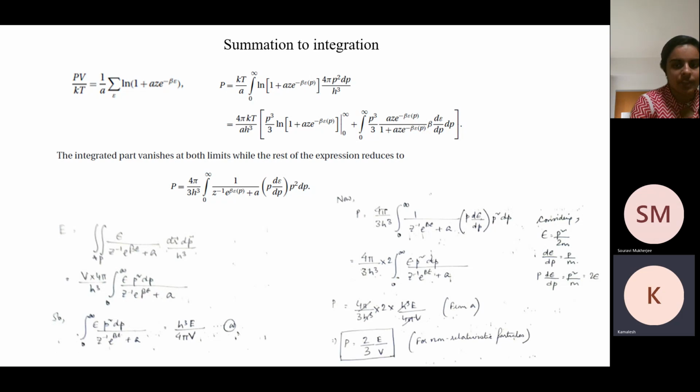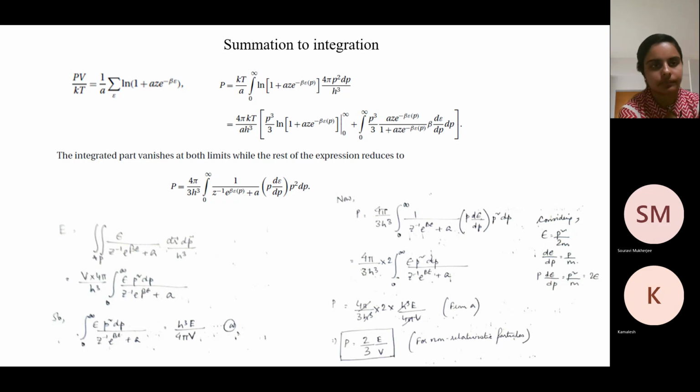Okay, clear. So now what happens when you have a relativistic case? Can you tell me what happens? The energy would be equal to P times C. So if you put that here, what do you get? You have to put that in this expression. So try solving and see what you get. You have to use this expression for the integral as well.